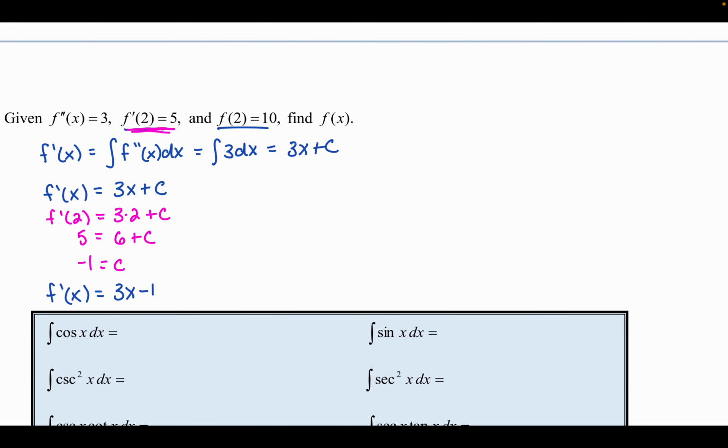And now I'm going to do a similar process. I know that f of x equals the indefinite integral of f prime of x dx, which is the integral of 3x minus 1. Go down to the next line. I know that that's going to be 3x squared divided by 2 minus x plus c.